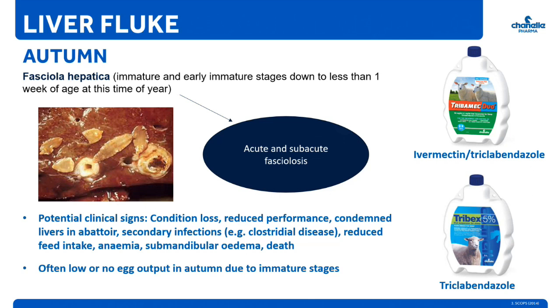Acute and subacute disease results from the presence of immature stages of the fluke being present within the liver of the animals, and we can actually see this in this picture here on the slide. This is a post-mortem sample where the liver has been opened and we can see the fluke in situ.